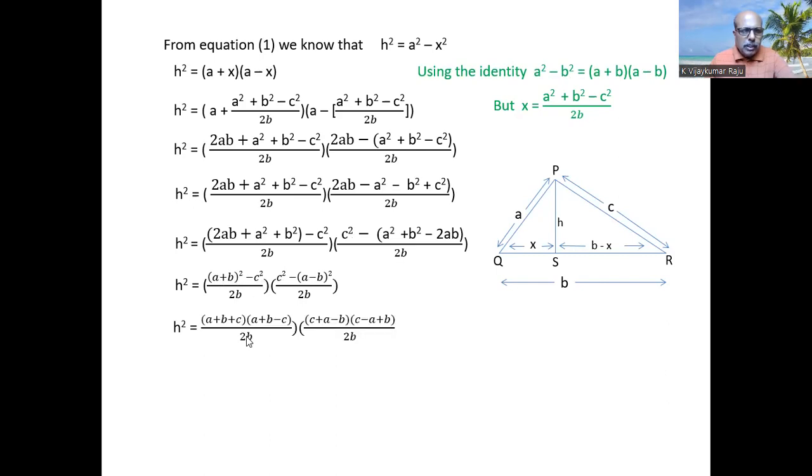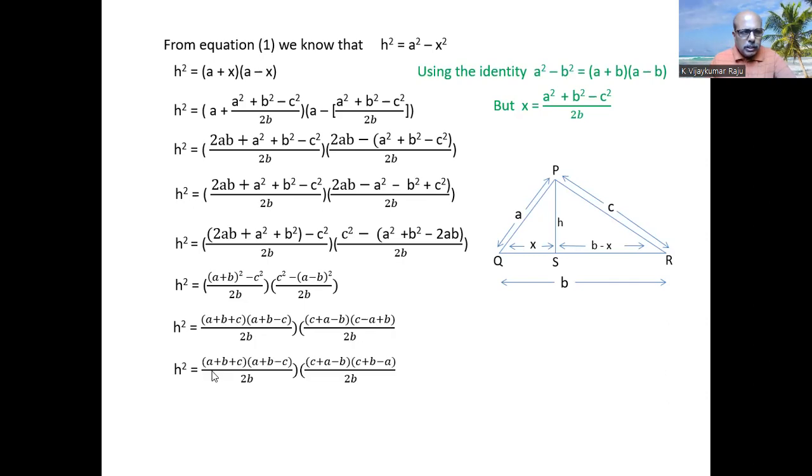So if you use that, it will be a plus b. That means a plus b plus c, and a, that is a plus b, minus c. Here again is a and this is b. So a, that is c, plus a minus b, plus into c plus a minus b. So minus a plus b. Okay. Now you see here it becomes 2b into 2b is 4b square.